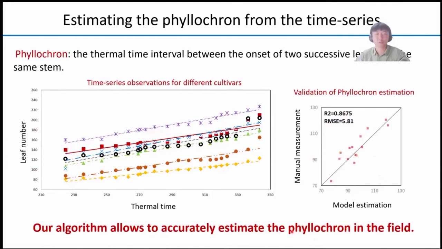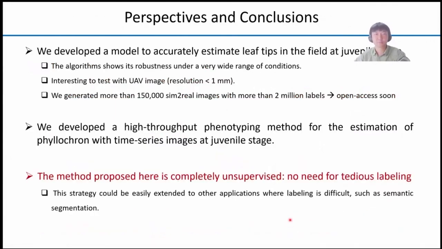We could conclude that. Here is the conclusion. In this study, we developed a method to accurately estimate leaf tips in the field at a juvenile stage. We generated more than 15,000 sim-to-real images with more than 2 million labels. Soon, we will make this dataset open access.